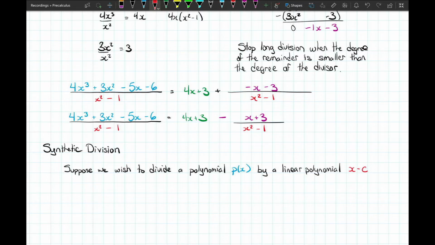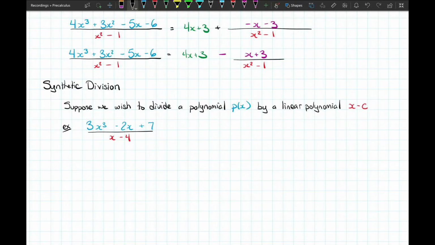Well, we could certainly use long division, but when we're doing long division, we're really writing out a lot of unnecessary x's and x squareds and x cubes and other things. All of those extra little bits of information, for something as simple as dividing by a linear polynomial, we can omit and actually do the same process, but with a shorthand notation. In this example, I've got a cubic polynomial divided by the linear polynomial x minus 4.